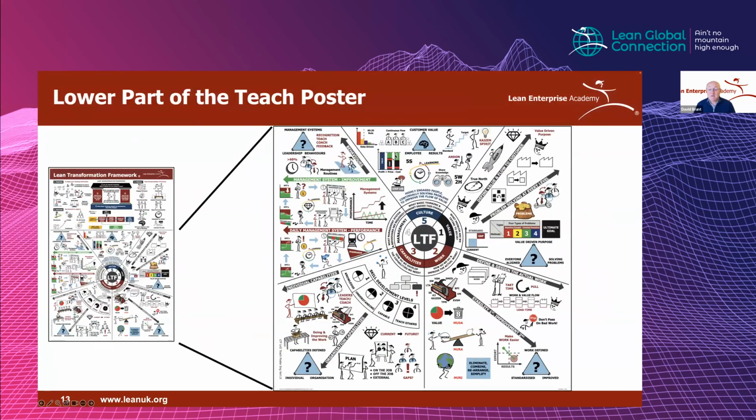The lower part of the Teach poster covers the 5 dimensions of the LTF, working out from the center. You see 5 areas, starting with 1, value, through to 5, culture. It looks busy at first, but each image triggers a teach, important steps, key points, reasons why, and the visual nature of it means that you can connect the different areas of the poster together as you go through.